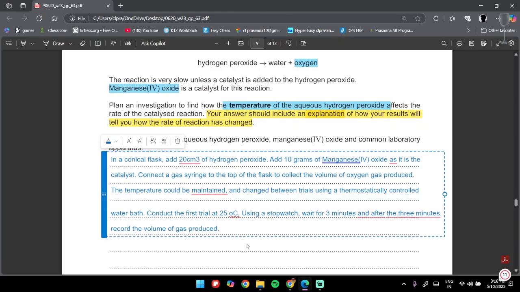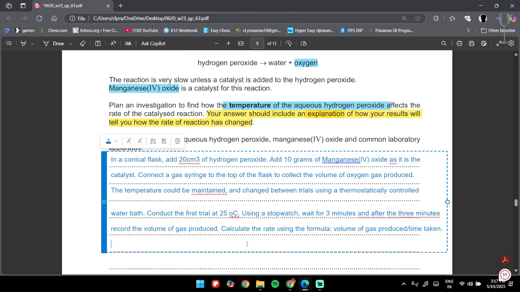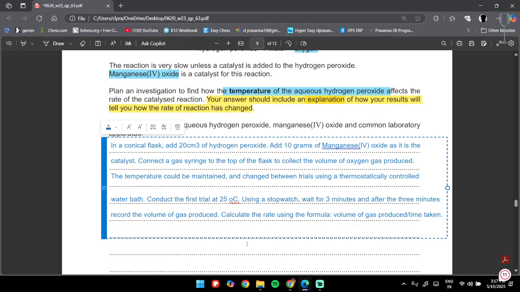Okay, now how am I going to calculate the rate? Now the rate is what's really important. You could say that calculate the rate using the formula, and you could give a formula such as volume of gas produced over the time taken, which was our 3 minutes. Great. Now I've done everything.